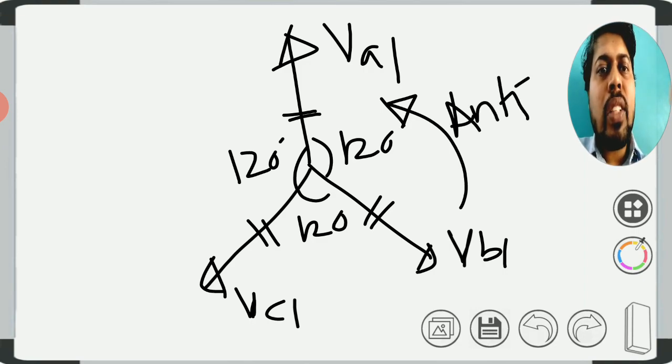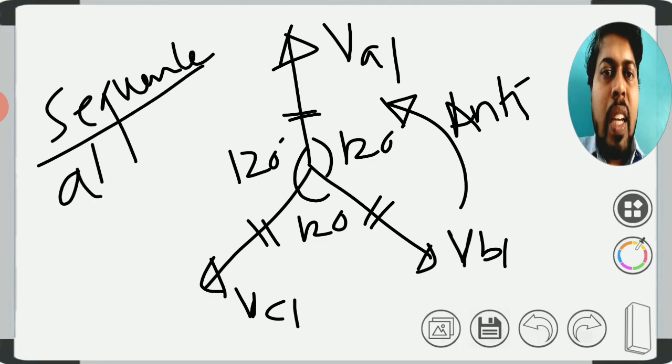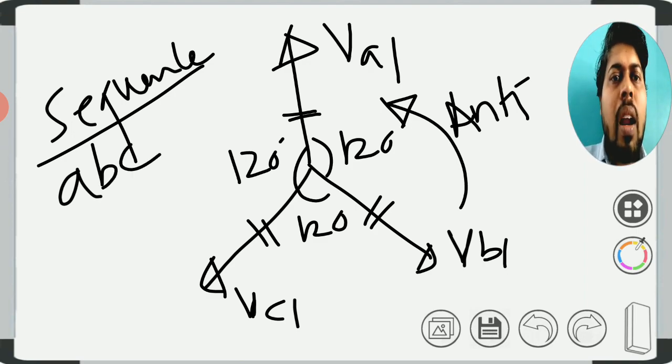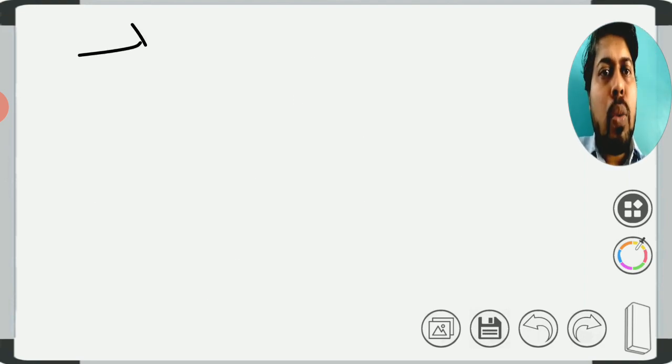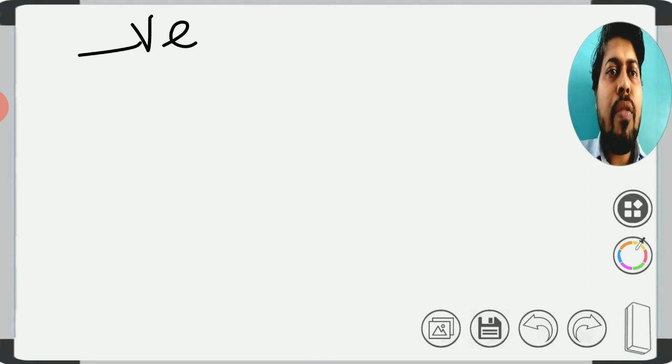But the phasor sequence is clockwise. It is ABC. If the original unbalanced phasors have the sequence ABC, positive symmetrical components will also have the sequence ABC. Then we will study what negative symmetrical components are, and how they are represented by means of phasors.